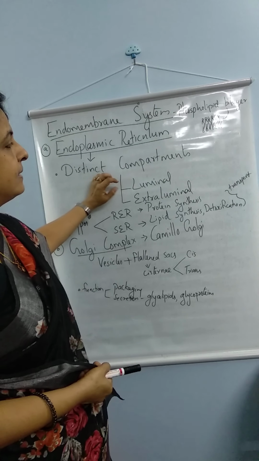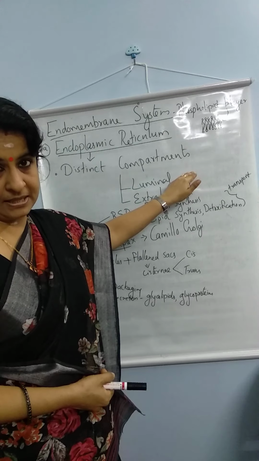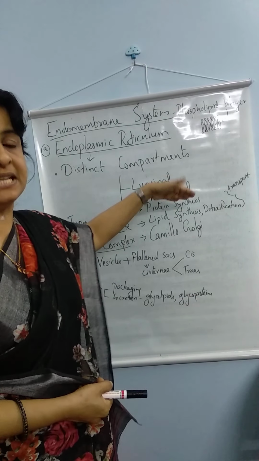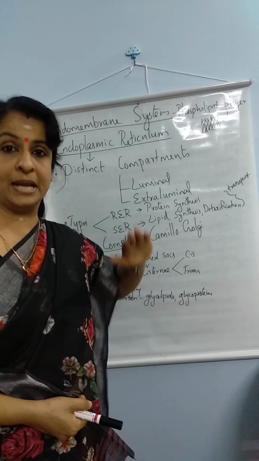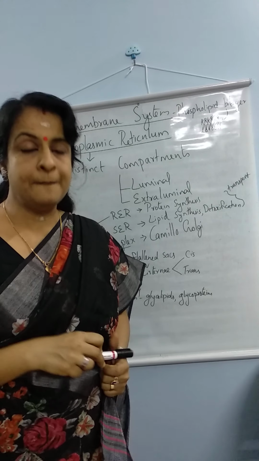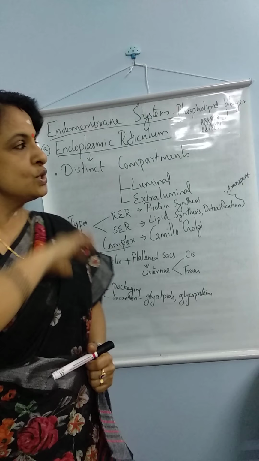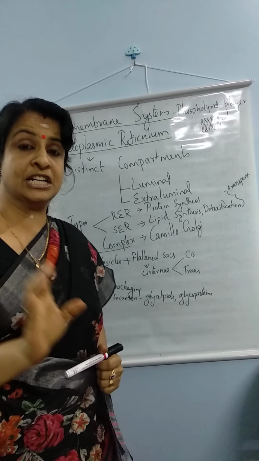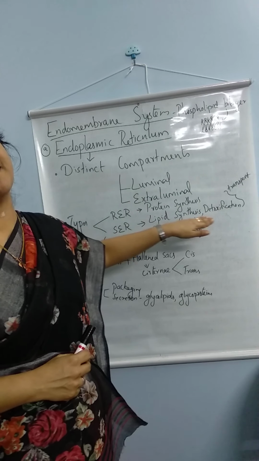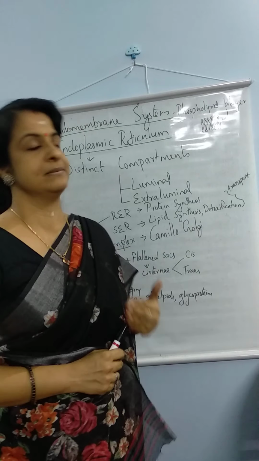Based on it, there are 2 types of compartments. One is called the luminal compartment. This is the part inside the endoplasmic reticulum. It is seen in continuation with the perinuclear space of the nucleus. The nucleus is covered by a double membrane. Between the 2 membranes there is a space called the perinuclear space. So the endoplasmic reticulum is seen in continuation with the perinuclear space. Then extraluminal compartments are regions in the cytoplasm, that is, outside the endoplasmic reticulum.